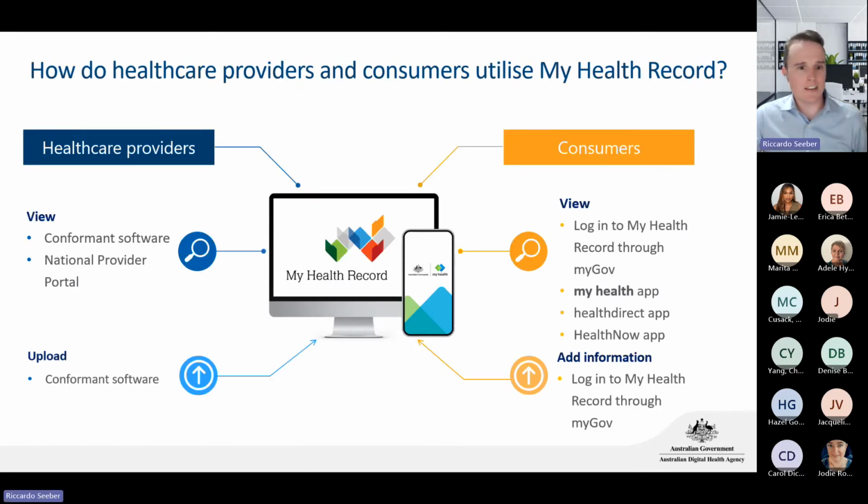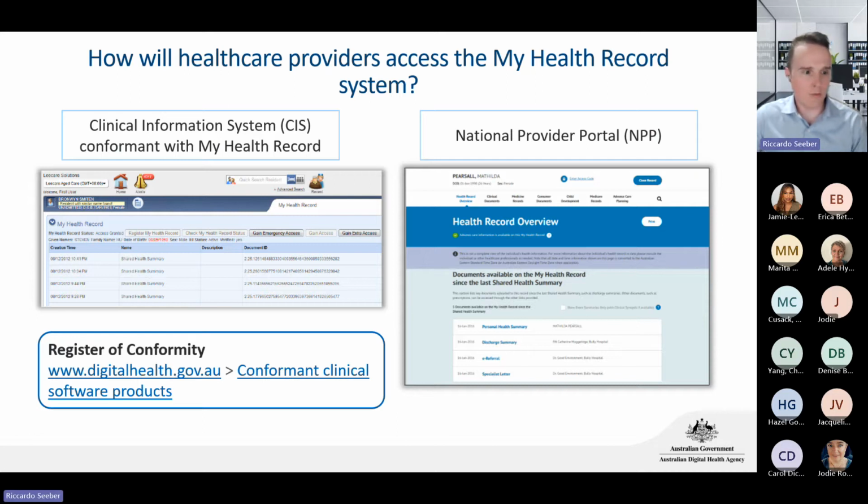Healthcare providers like GPs and registered nurses can view and upload to the record via their clinical software. Otherwise, My Health Record is view only through the online National Provider Portal, which is like a web view. Consumers can also view their My Health Record. So your residents can view it through MyGov or using the Health app. They can also add information such as health notes and summaries through MyGov. And this is just a little depiction of what it might look like on the left through your clinical software and on the right through the National Provider Portal.